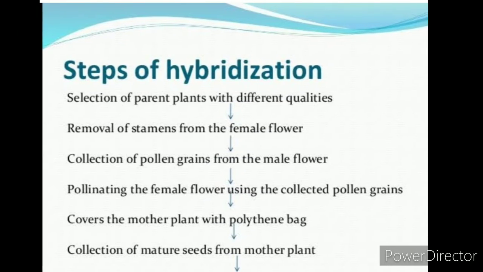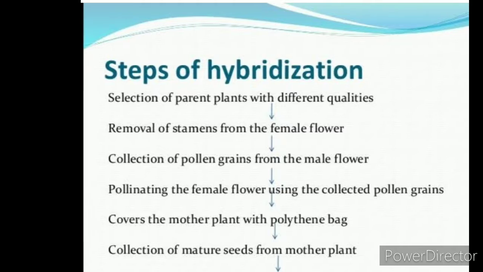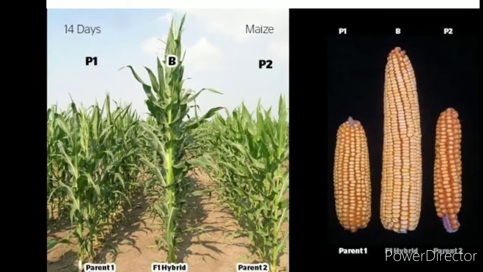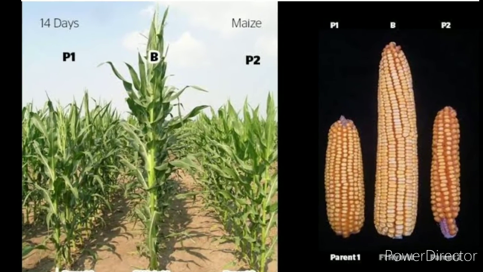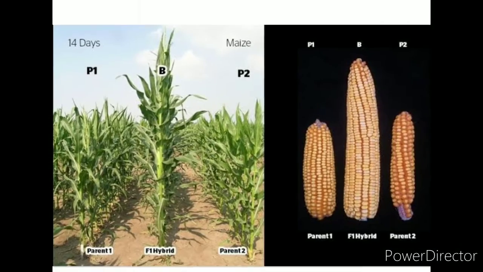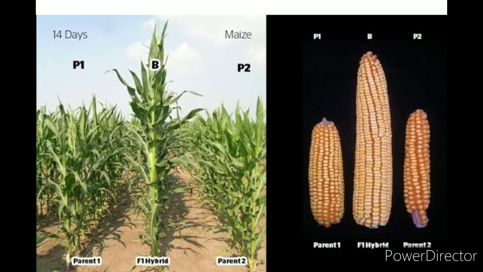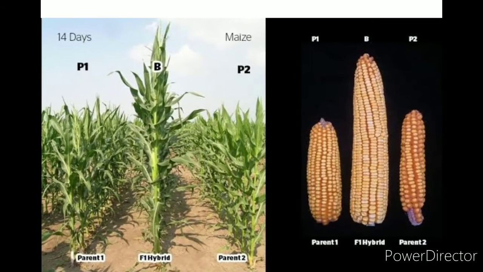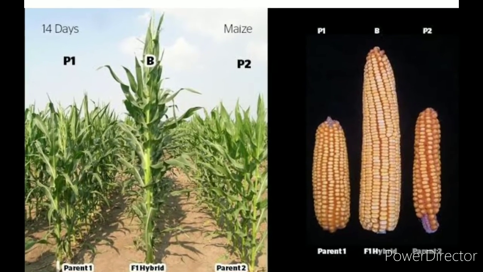First step is selection of parents. Male and female plants of desired characters are selected. Both should be tested for their homozygosity. What do you mean by homozygosity? Homozygosity is the state of possessing two identical forms of a particular gene, one inherited from each parent.